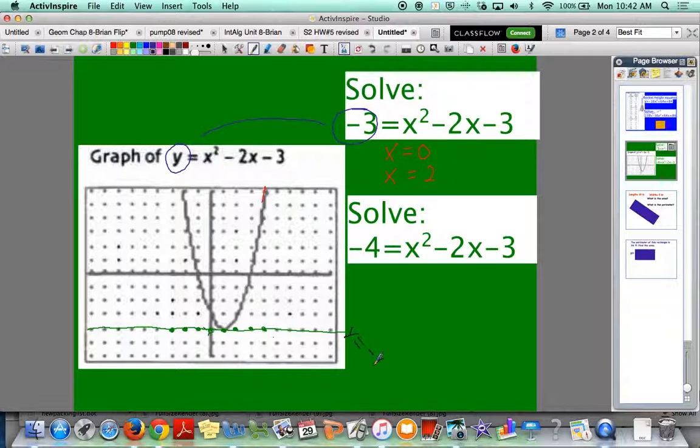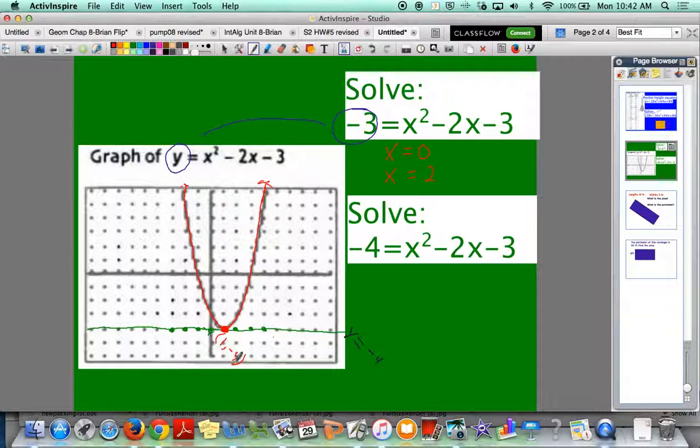So once again, we have to ask ourselves, when does the graph actually reach a value of -4? When does our parabola actually reach a value of -4? If you look closely here, notice that it just hits -4 this one time. It just touches right at its vertex, right there, at the point 1, -4.